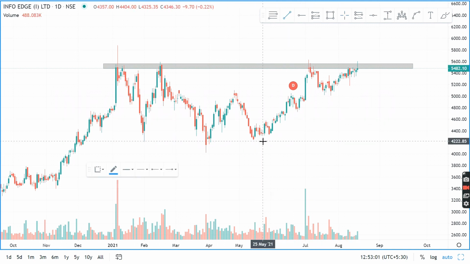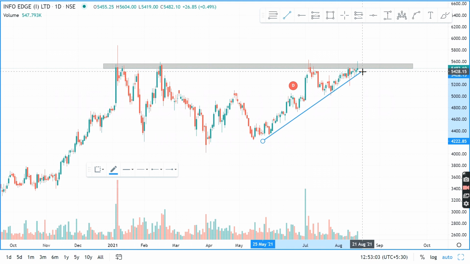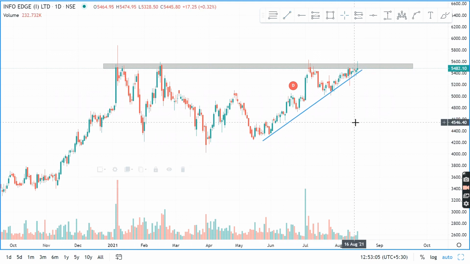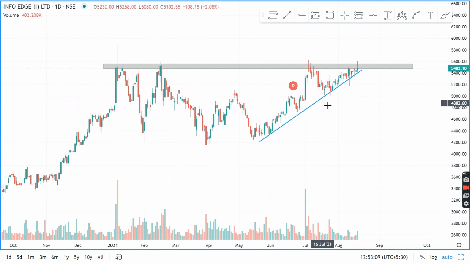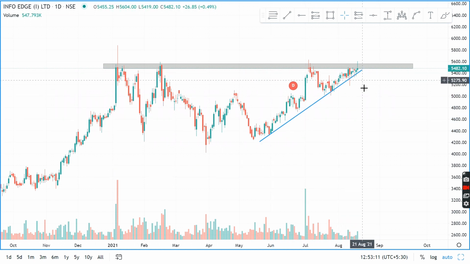And also please note this trend line, guys. The stock has been following this trend line for quite a long time, and every time it comes to this trend line, it takes support and goes up.